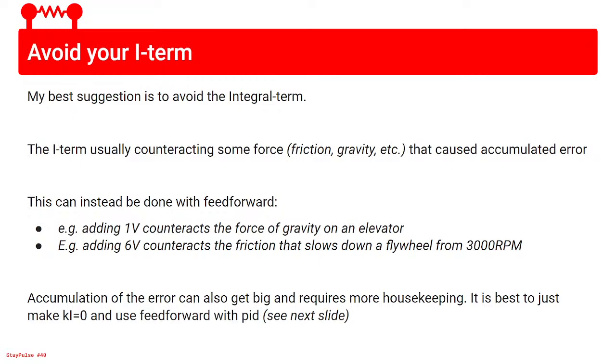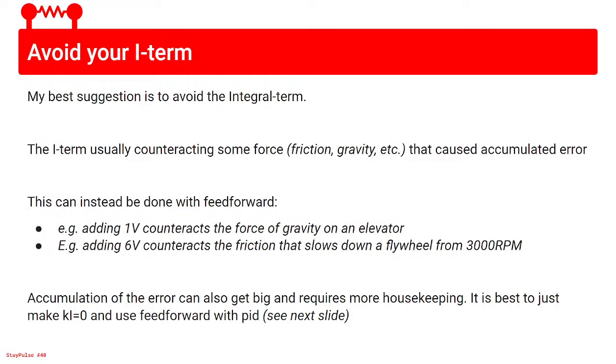In the example of the elevator, if you're using an I term for an elevator, that's probably a red flag, because you can simply find the voltage. Maybe it's not that simple, but you can use sysid to find the voltage that cancels out gravity on the elevator, and you can always add that term to the elevator input. So in this example, it's adding 1 volt to counteract gravity, instead of trying to use some I term.